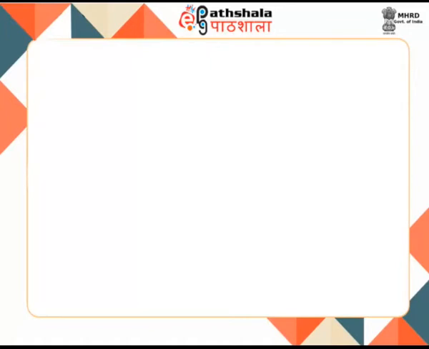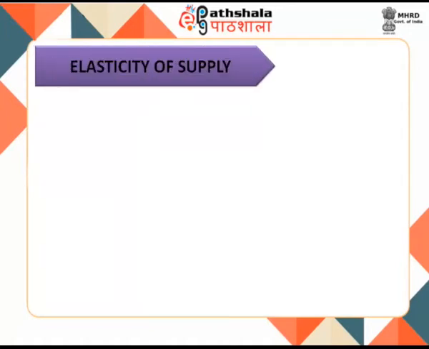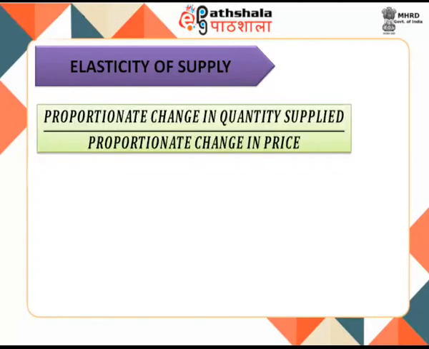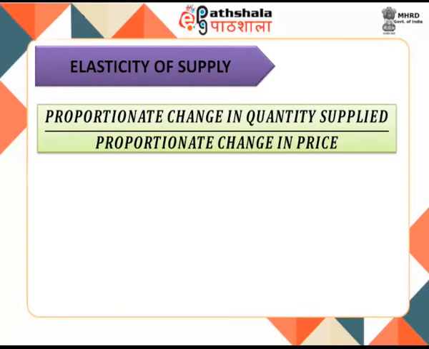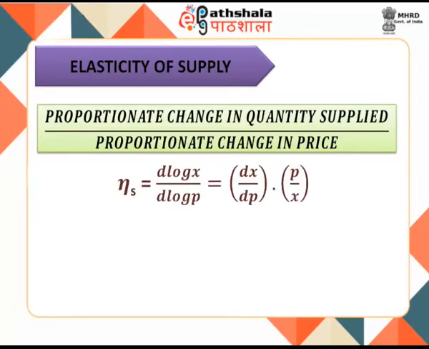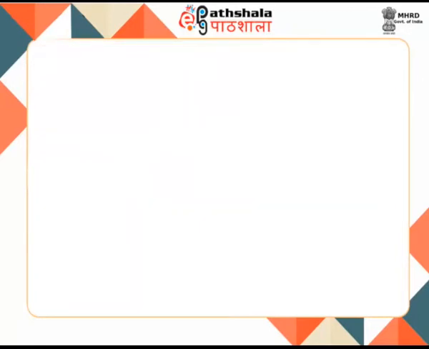Now we understand the elasticity of supply. The elasticity of supply is defined as the ratio of proportionate change in the quantity supplied to the proportionate change in price. Eta s is equal to d log x by d log p, equal to dx by dp into p by x. Let's take an example.